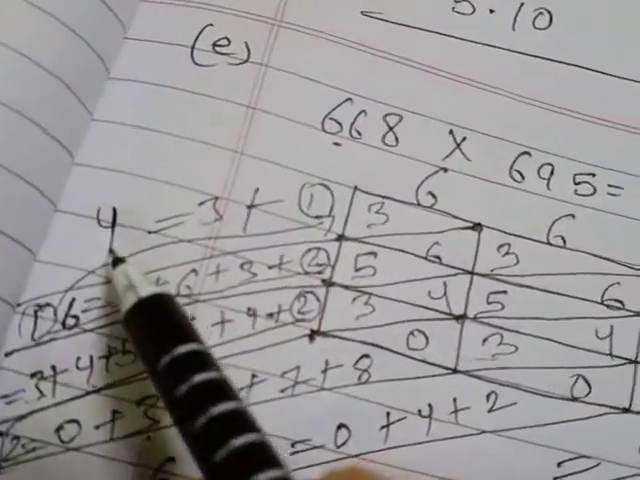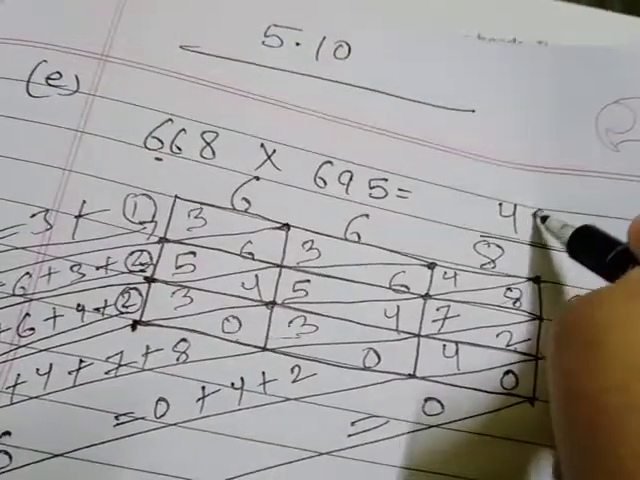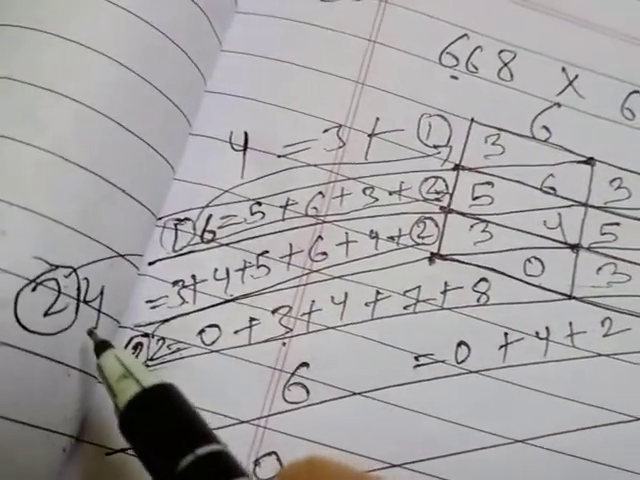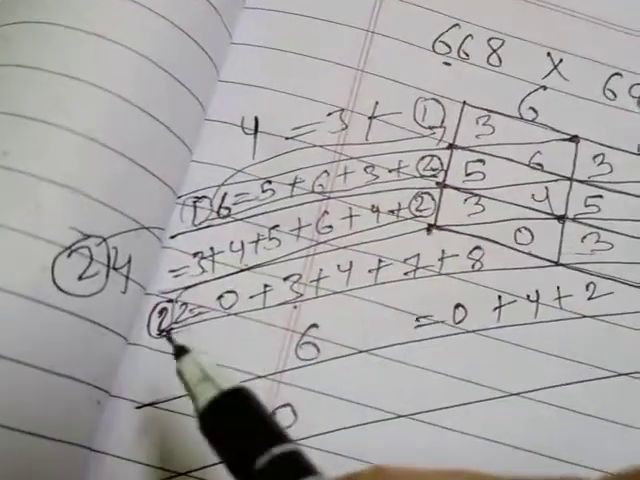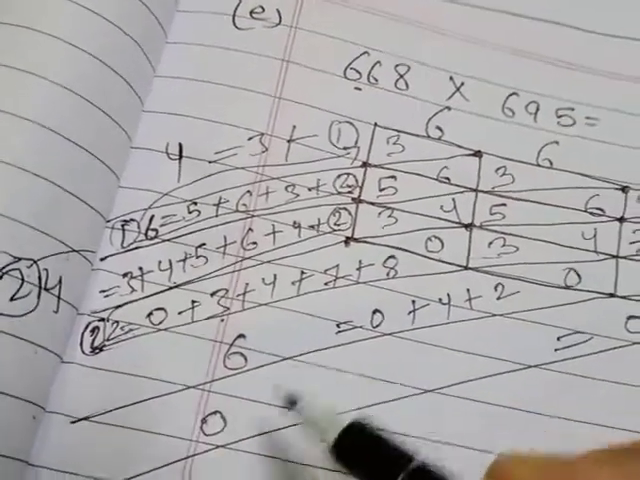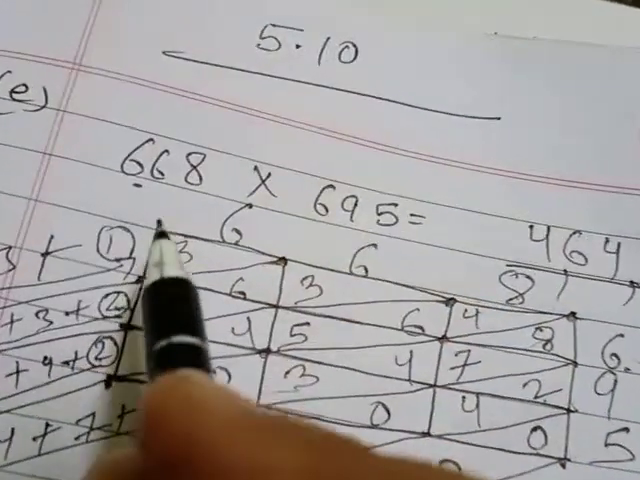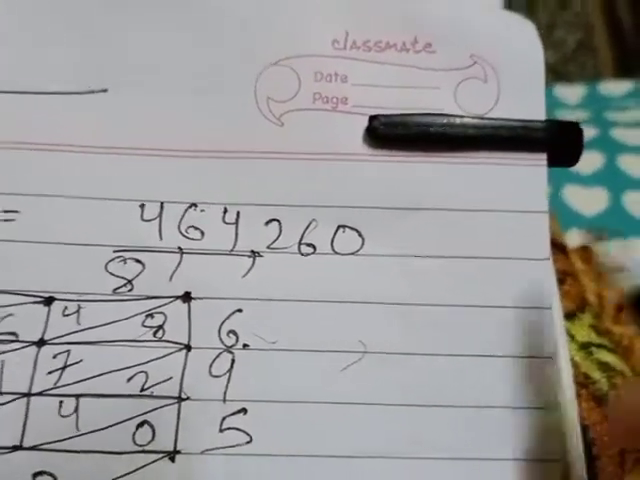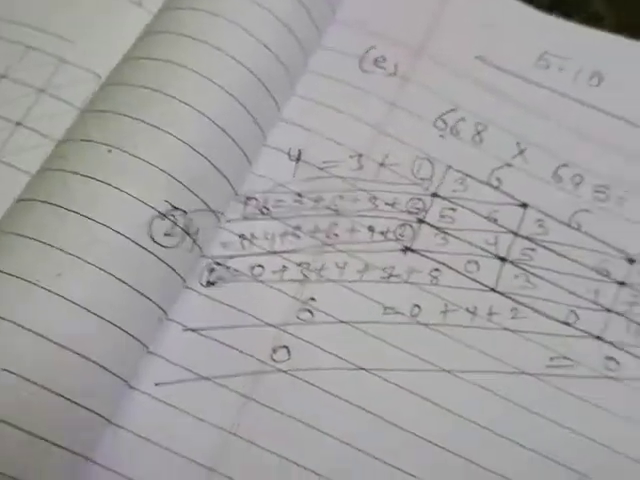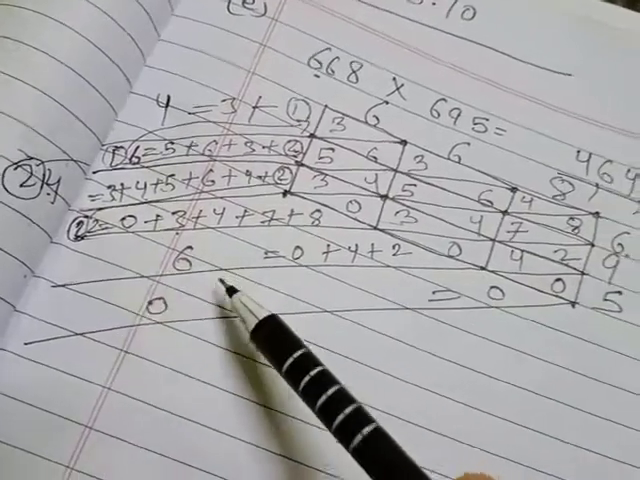In this place we have first of all 4, so here I'll write 4. And after 4, what do we have? This one, 6. Now, then 6. After this, we have 4 again here. Moving forward, we have here 2, right? Because this circled 2 is carried, and this one, 2, 6 and 0. So what is our answer for multiplying 668 with 695? 464,260. Clear? You can see from here: 4, then 6, 4, 2, 6 and 0.